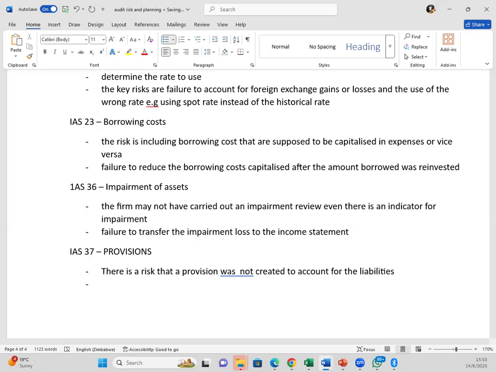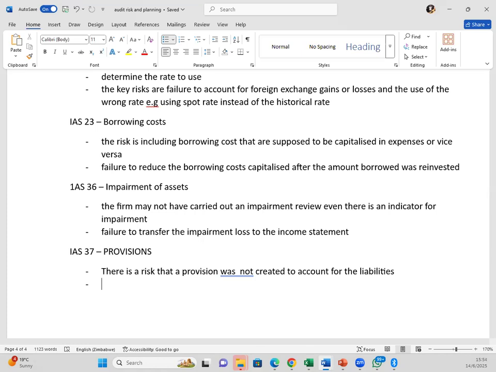We can also have a case where we are going to stop a certain department. If a certain department is going to be stopped, or a number of employees are going to be stopped, then we need a provision for redundancy. When employees' contracts are prematurely terminated, you may be required to pay them a redundancy package. So if you are planning to make employees redundant, there is need to create a provision for redundancy.